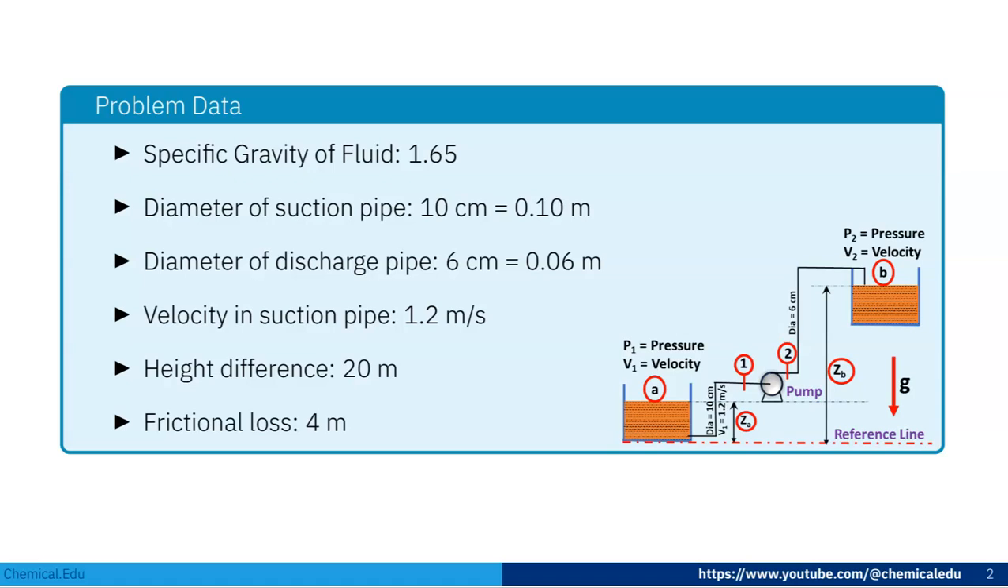Now here is the given data. Specific gravity is given 1.65, diameter of the suction pipe 10 cm, that is 0.10 meter, diameter of the discharge pipe 6 cm, that is 0.06 meter, velocity in the suction pipe 1.2 meter per second, height difference 20 meter. So from here to here, that is ZB minus ZA, so that is 20 meter, and then frictional loss is 4 meter.